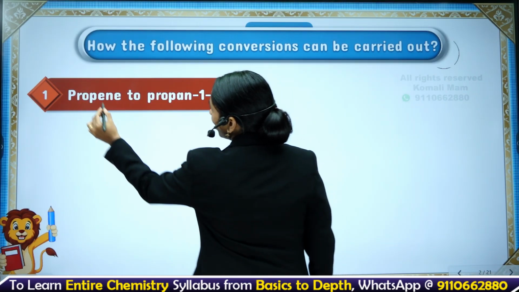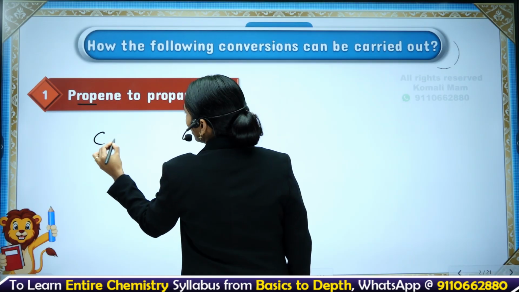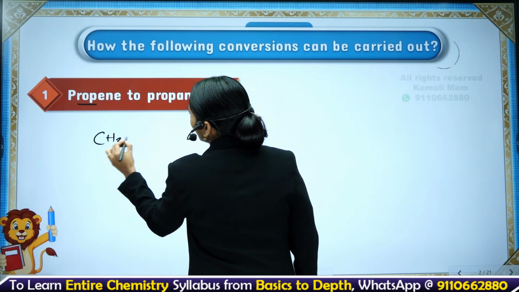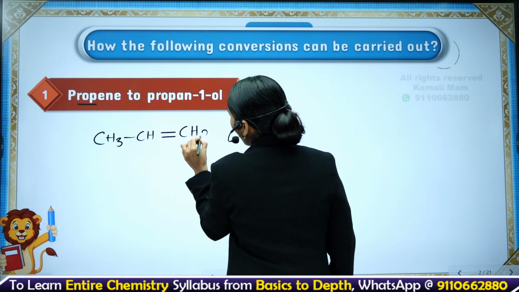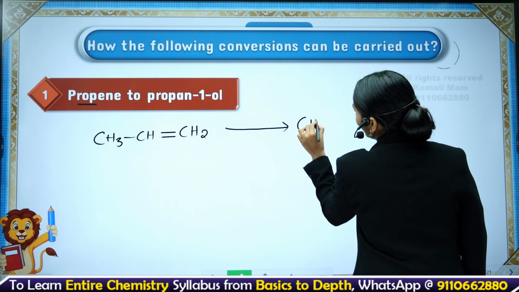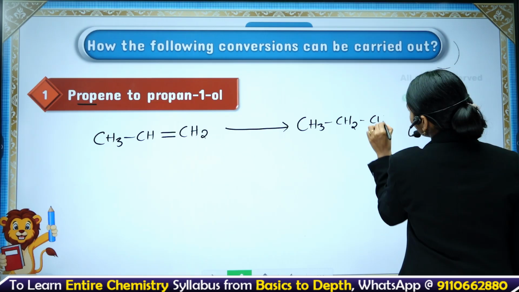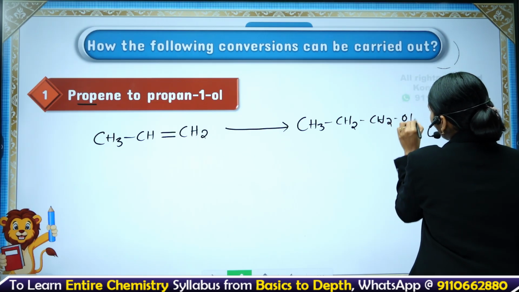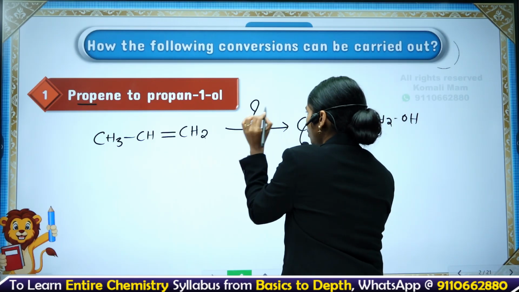Propene to propan-1-ol. What is propene? Prop means 3 carbons: 1, 2, 3. Propene. How do we want to convert it, students, tell me? Propan-1-ol. Write that structure also. This is propan-1-ol. Now, when you see one particular conversion, this reagent you have to find.